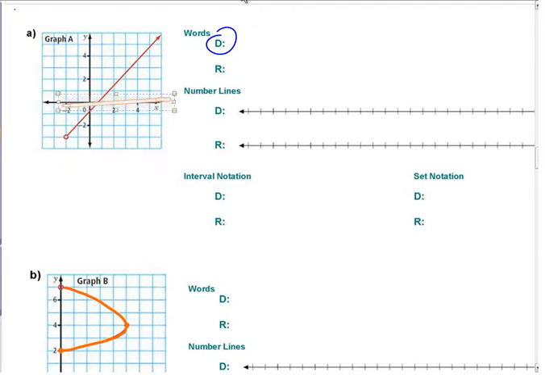-2 is not included, right? You notice that -2 is not included. There's an open circle there. If you're writing it with words, you can say x is greater than -2, right? That's all you have to say. You can say all real numbers greater than -2 if you want. All real numbers greater than -2.